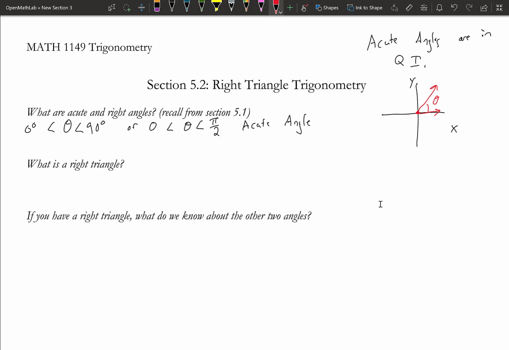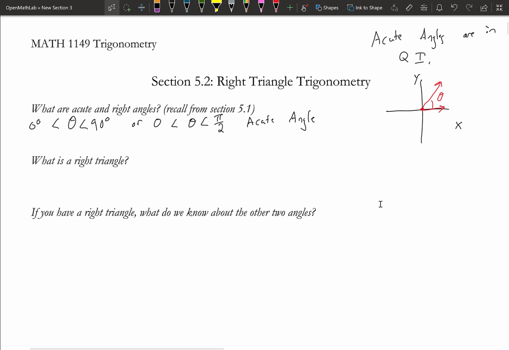The next thing that we want to review is a right angle. Remember, if we have an angle that measures exactly 90 degrees or pi over 2, this is a right angle. We can show that with a squaring off symbol. The rays are perpendicular to one another.